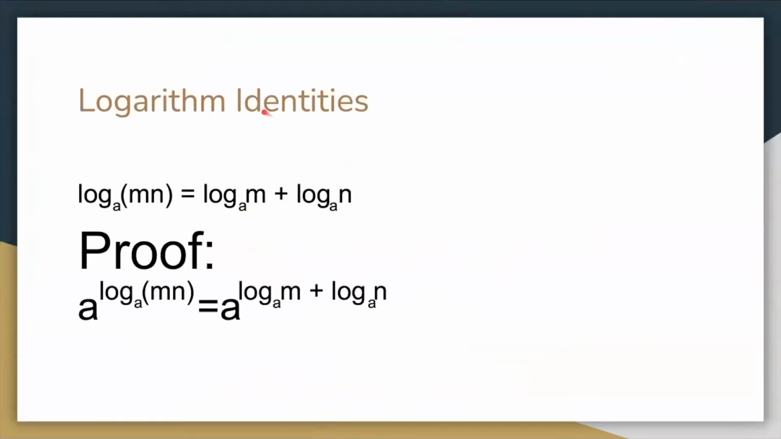So, logarithm identity, starting off with log with base a of m times n is equal to log with base a of m plus log with base a of n. And the proof for that is if you take a to the power of either of these, the result will be the same because of the rules of exponents.